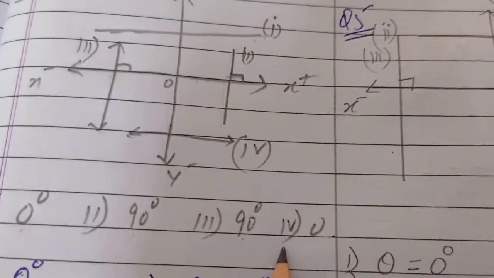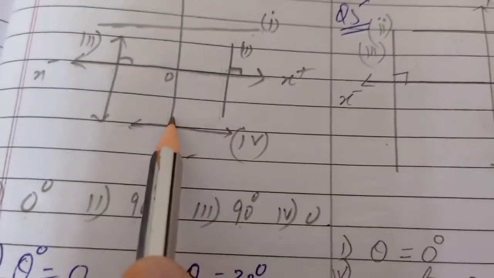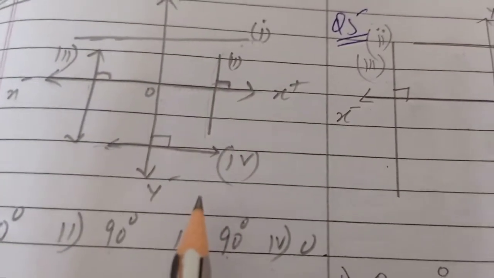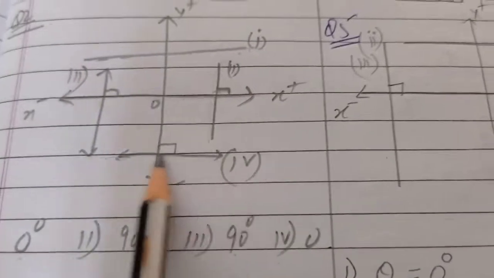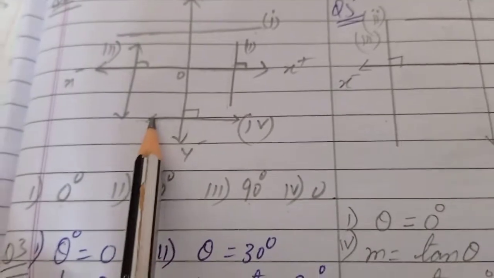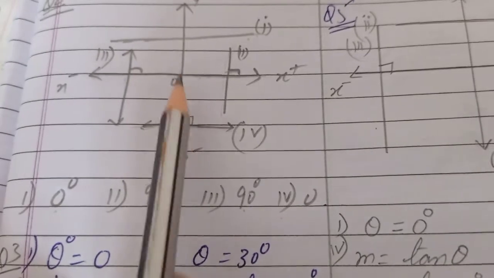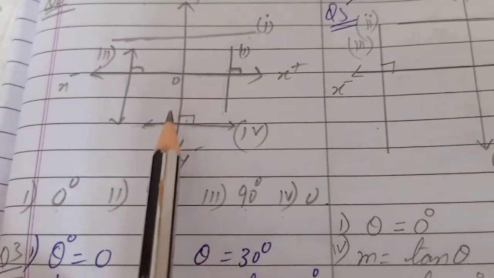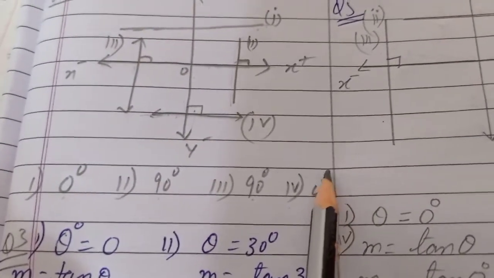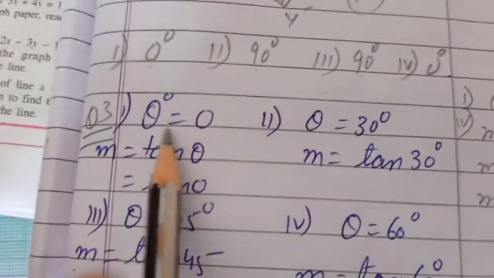Fourth part, perpendicular to y-axis. This is y-axis and I have drawn this line perpendicular to y-axis. Sorry, fourth part was perpendicular to y-axis. This angle is what? 90 degree. But we need to find angle between x-axis and this line. And as the lines are not joining at all, what will be the angle of inclination? It is 0 degree.